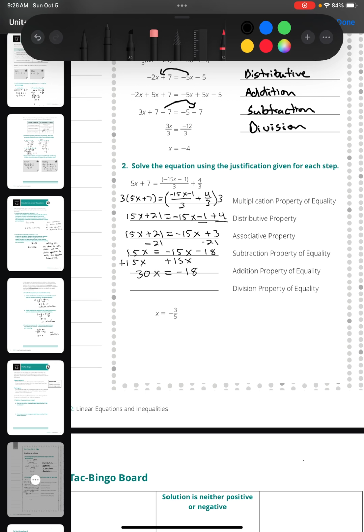And then last, the division property, dividing by that 30. And when you divide by 30 and we reduce that fraction, what goes into 18 and 30 is 6. 6 goes into 18 3 times. So that's how we end up with 3 in that numerator, and 6 goes into 30 5 times, so 5 in the denominator. So negative 3/5 for our solution.